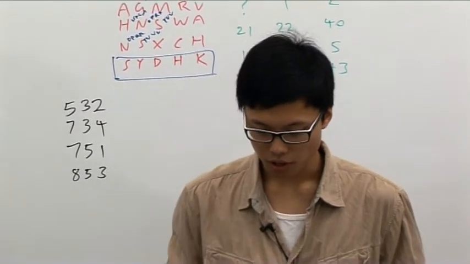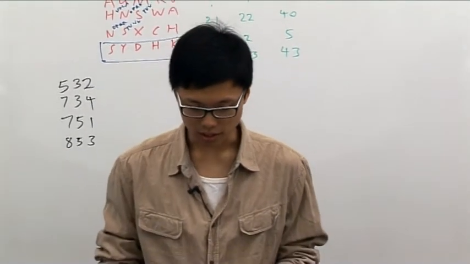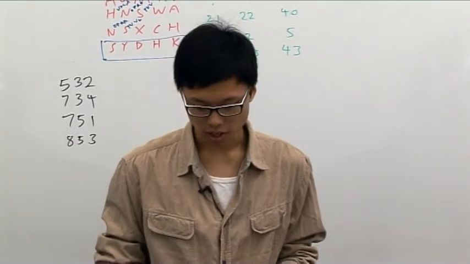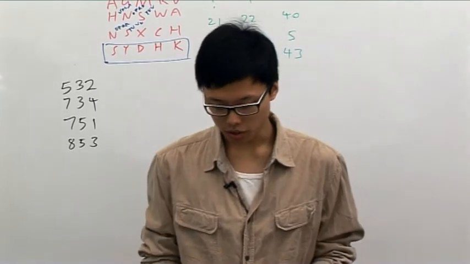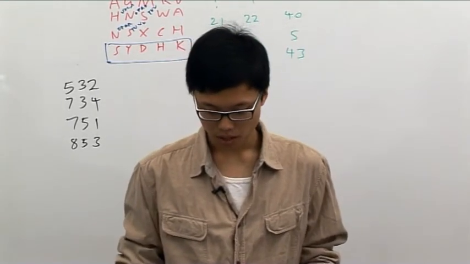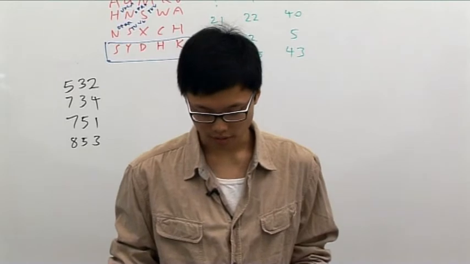On to question 4 now. Which is the most likely number needed to complete the following pattern? You have question mark, 21, 120. I'm going down the columns here. 122, 223. And then 240, 5, and 43.